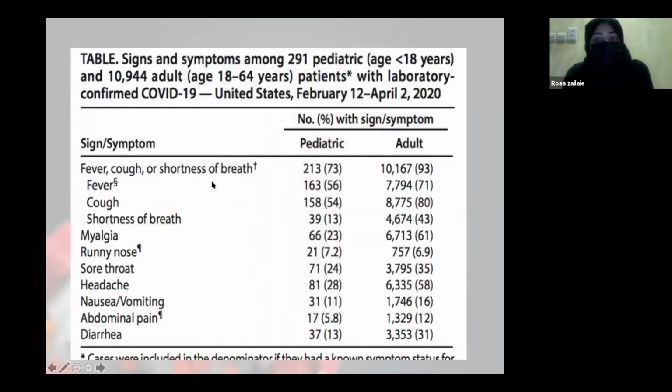This is a study done by the CDC regarding the symptoms of pediatric infection compared to adults. They included all the cases, about 10 or 11,000 patients, between 1,894 adult and 291 pediatric age. Almost they are similar, but mainly pediatrics present with diarrhea and abdominal pain, they have less headache, and the common presentation is fever or the triad: fever, cough, and SOB.